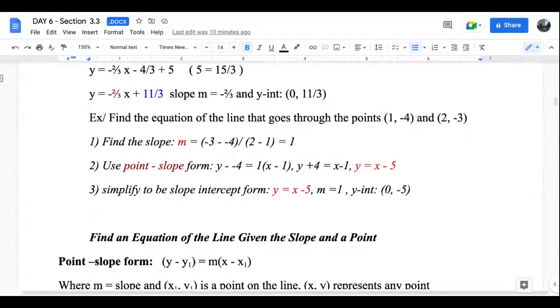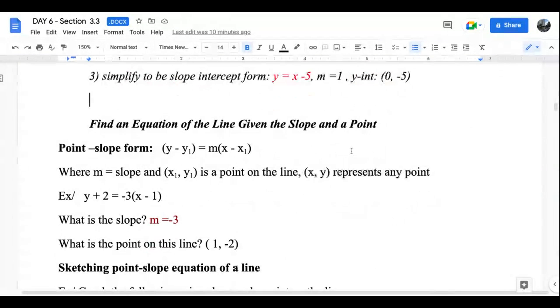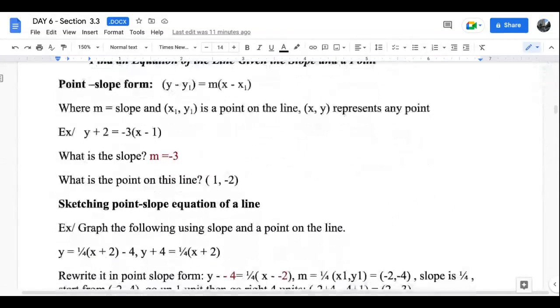Okay, so this is how to write the equation of the line when we are given two points. But sometimes we are given one point and the slope. That means we don't have to calculate the slope. We have the slope and a given point. Well, let's see this example. This example is asking, what is the slope?